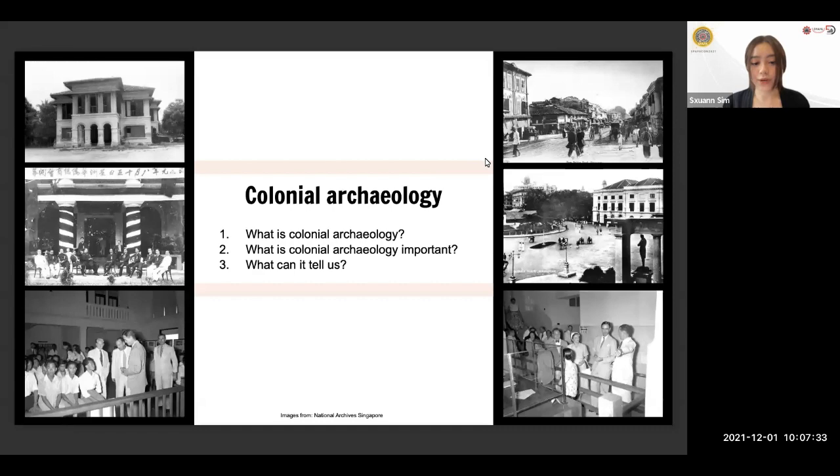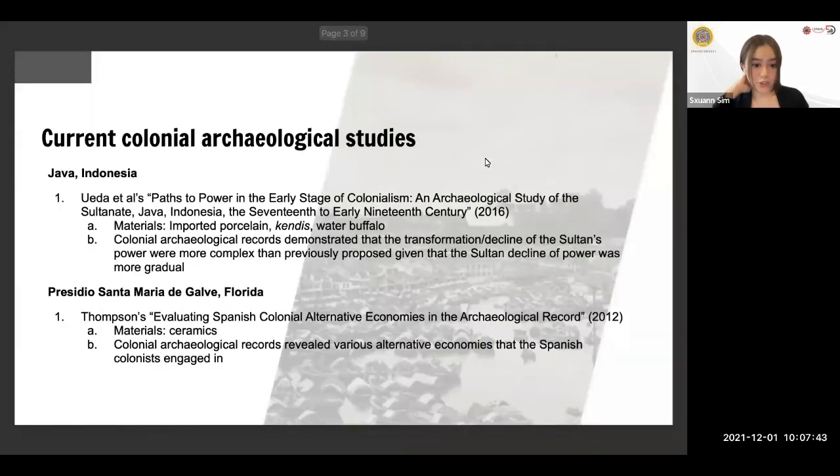I've provided a couple of archaeological studies in my paper that I find personally extremely useful because of the similarities in the materials that they study. But because of the time constraint, I will only talk about two papers that I have selected. The first one being Yuda's, I'm butchering the pronunciation, I'm sorry, paper that looked at the archaeological materials at Banten, such as the imported ceramics and fauna remains, to really understand how and when the Banten Sultanate's power declined.